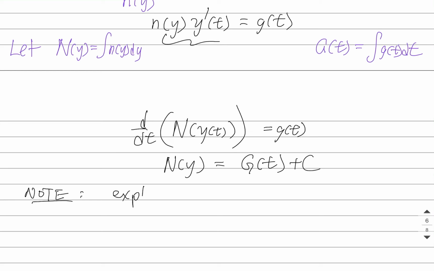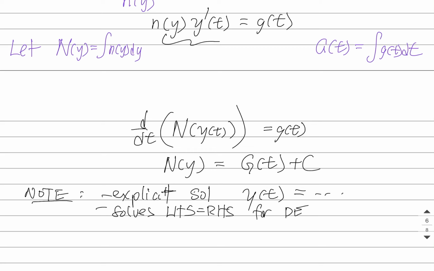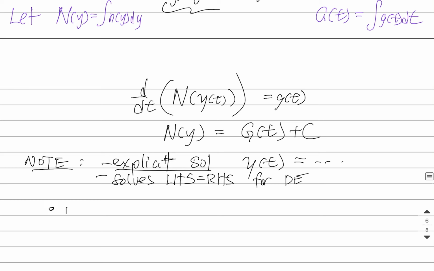When we've got an explicit solution, like we have seen, that means we would get y of t equals some function. And this would solve the DE. It makes the right-hand side equal the left-hand side for the DE. Now, we don't have that here. We've got something called an implicit solution. An implicit solution is a little different. An implicit solution means that I can reorganize this entire equation, put all the variables on one side, and it's going to equal some constant on the other.